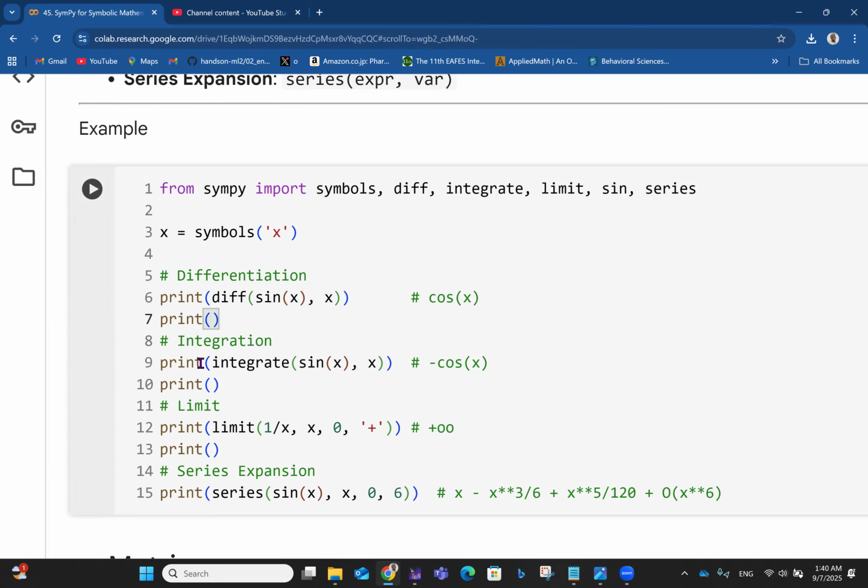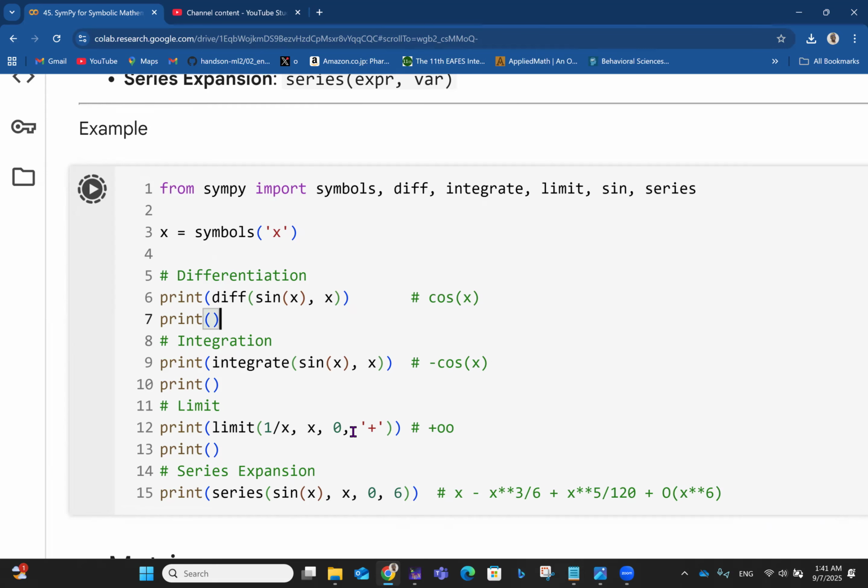For integration, you integrate sin X with respect to X. Of course, that's going to be minus cos X. Of course, the blank print is just to create space in between them. Then you want to take the limit of 1 over X as X approaches 0 from the positive side. Of course, you know that 1 over 0 is infinity, so it means that's going to be positive infinity in this situation. Then, of course, you want to do series expansion of sin X about 0 up to power 6 or something like that.